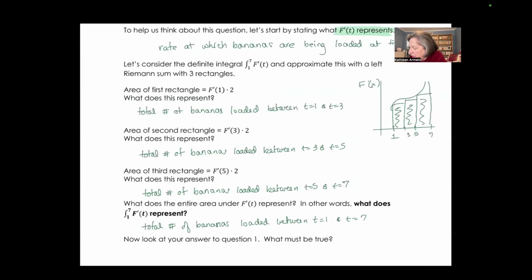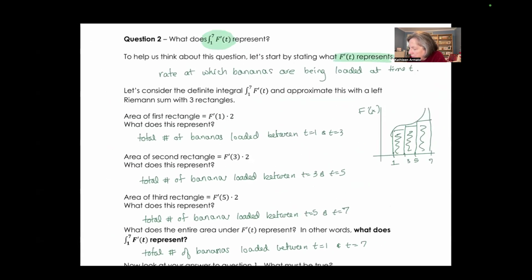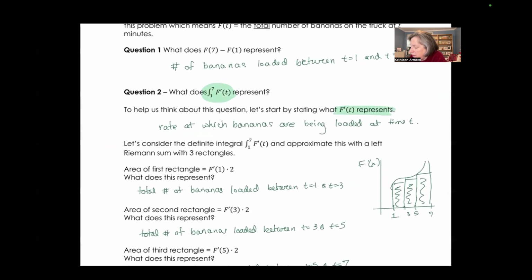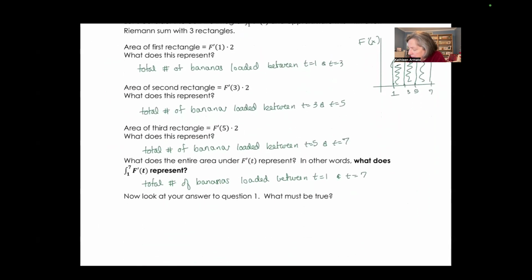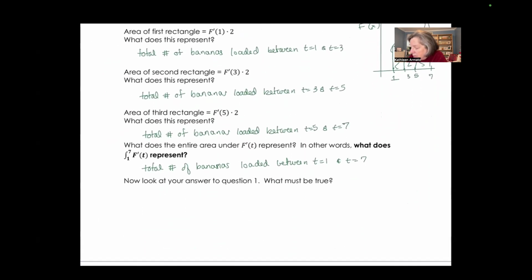But hey, wait a minute. That was right here. Same exact thing. The number of bananas loaded between t equals 1 and t equals 7. So what does that mean? That means the integral from 1 to 7 of f prime of t dt equals f of 7 minus f of 1.